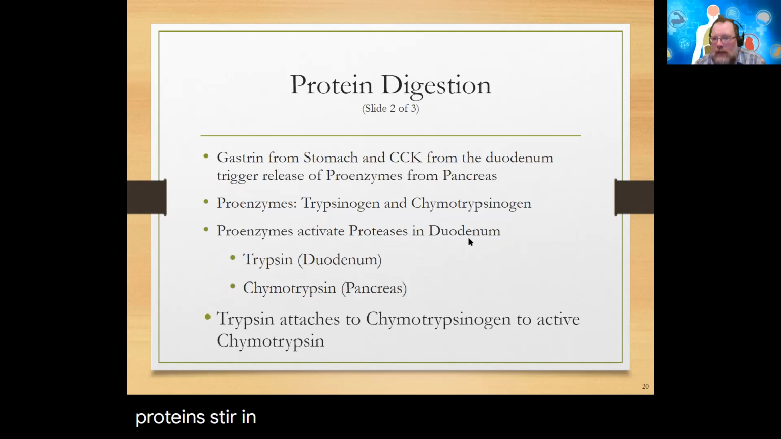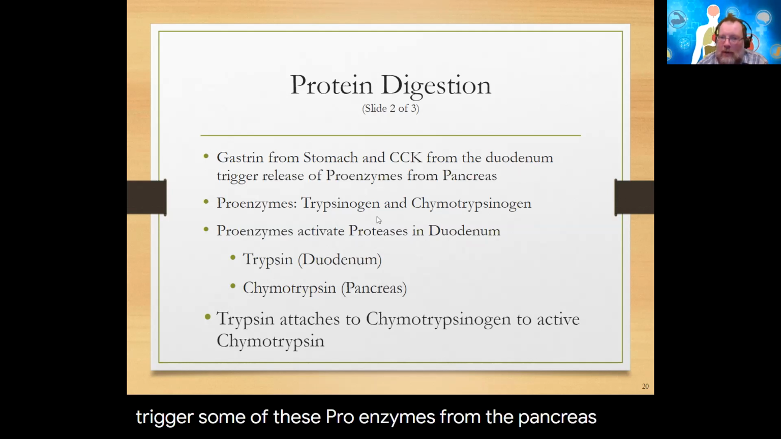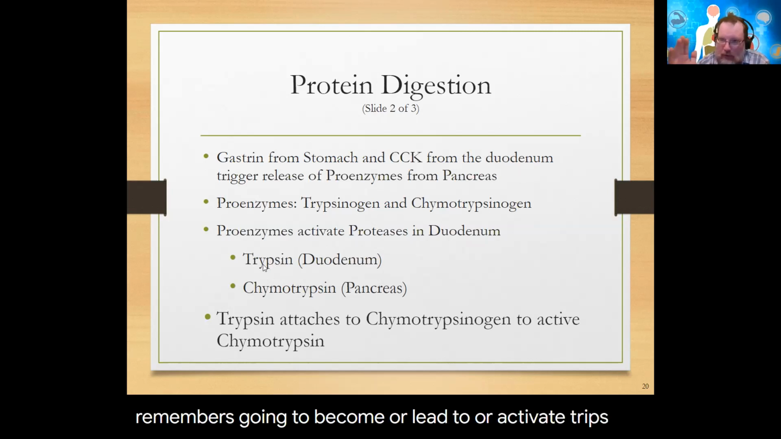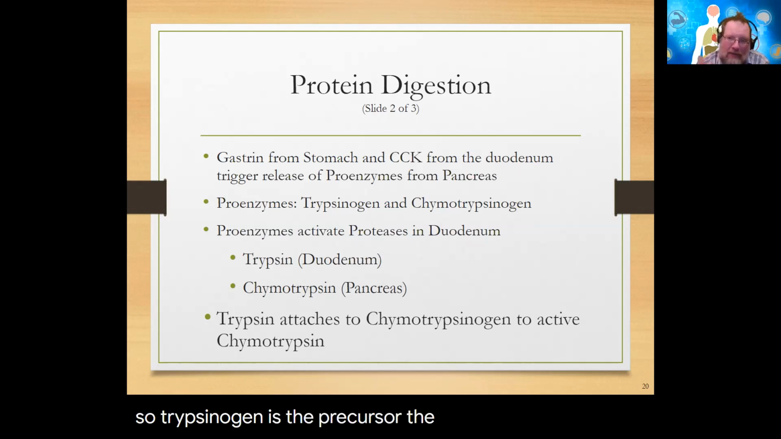Gastrin is one of the hormones in the stomach, along with CCK from the duodenum, and that's going to trigger some of these proenzymes from the pancreas, primarily trypsinogen and chymotrypsinogen. Trypsinogen, remember, is going to become or activate trypsin. So trypsinogen is the precursor for trypsin. And we saw just in the previous slide that in the duodenum is where we're going to find trypsin released from the pancreas.